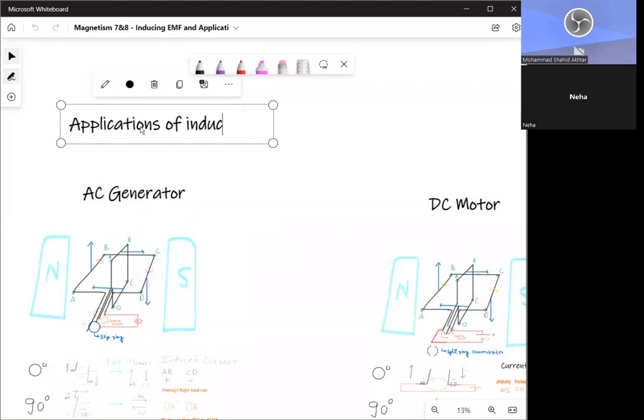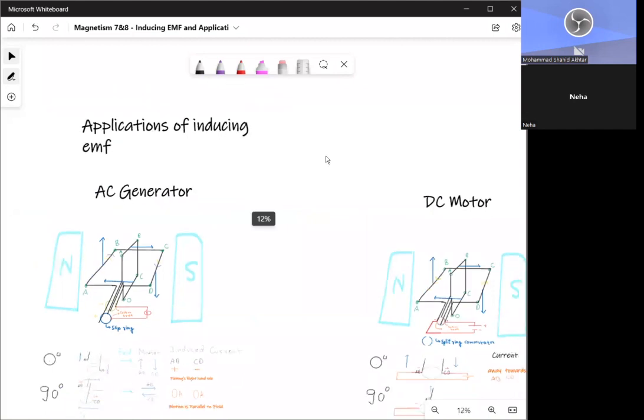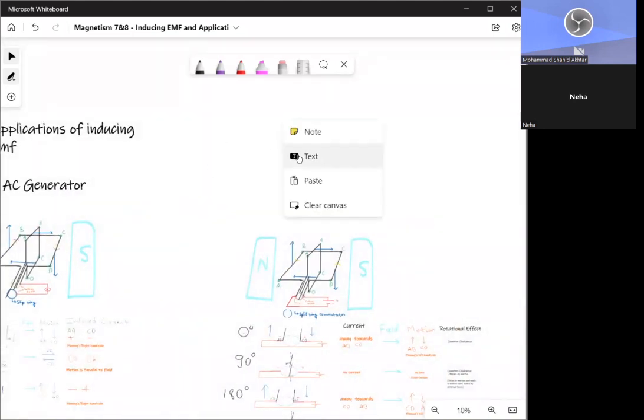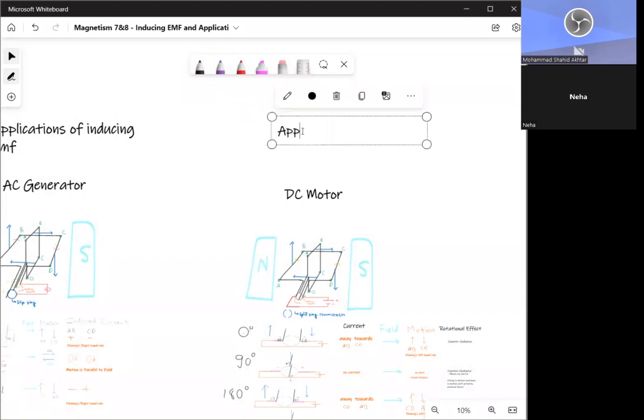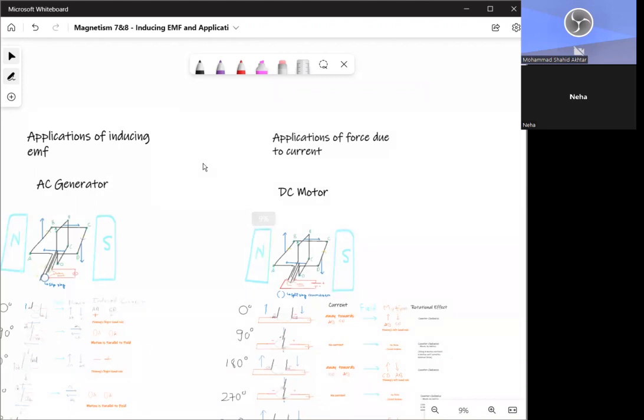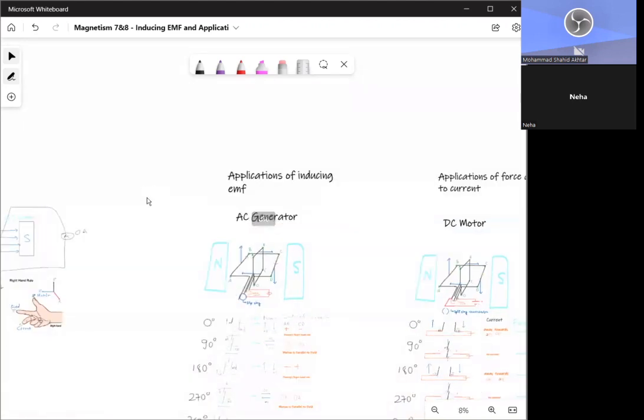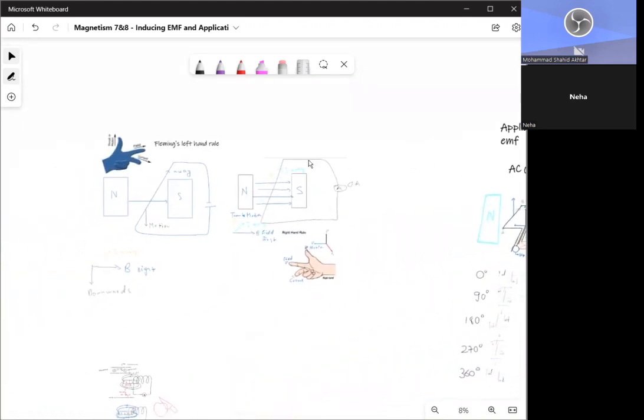inducing EMF, and also the applications of force due to current. Now these two things, that's what we'll do today. But before we start that, I want to revise a bit about induction, how EMF is induced.